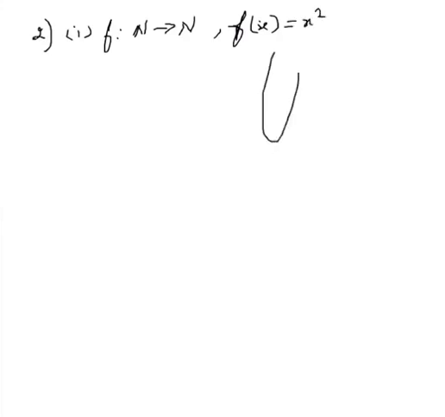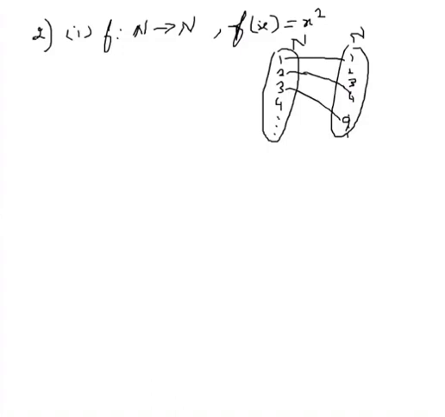Now, second question. First subdivision. Check the injectivity and surjectivity of the following functions. The function f is from N to N, where N stands for the natural number set, given by f of x is equal to x square. Both are N: 1, 2, 3, 4, etc. So 1 square is 1, 2 square is 4, 3 square will be connected to 9, etc.